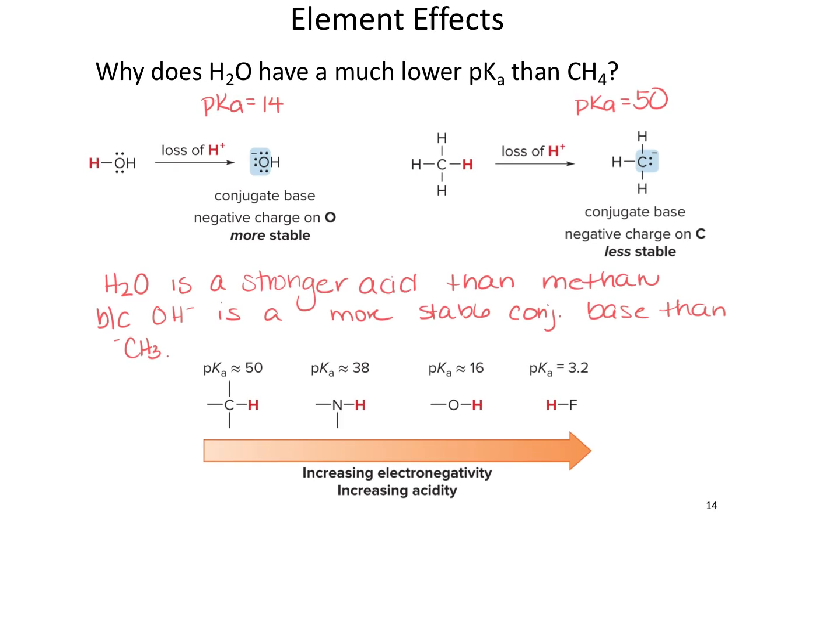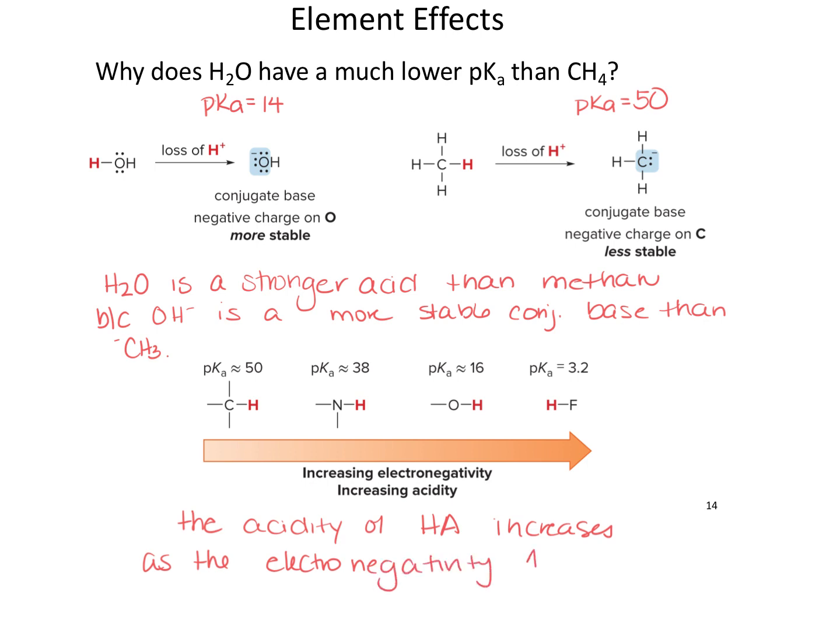And so what we find then, if we look at this trend across the periodic table, is that as you go across a row and you increase in electronegativity, you also increase acidity, right? So the acidity of an acid increases as the electronegativity increases across a row from left to right.